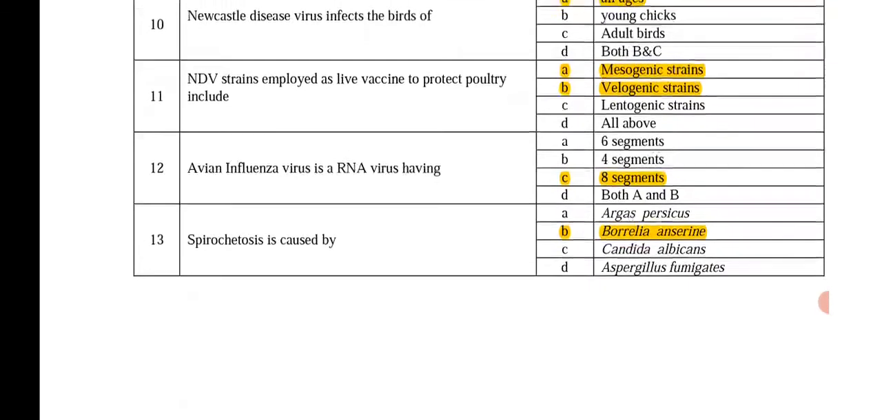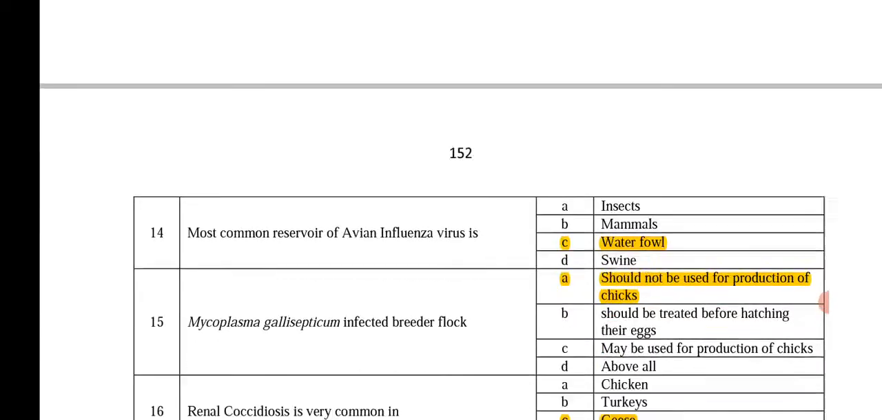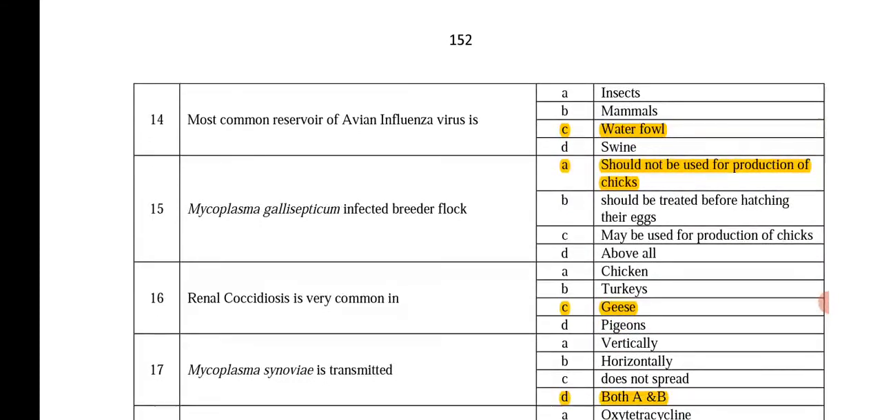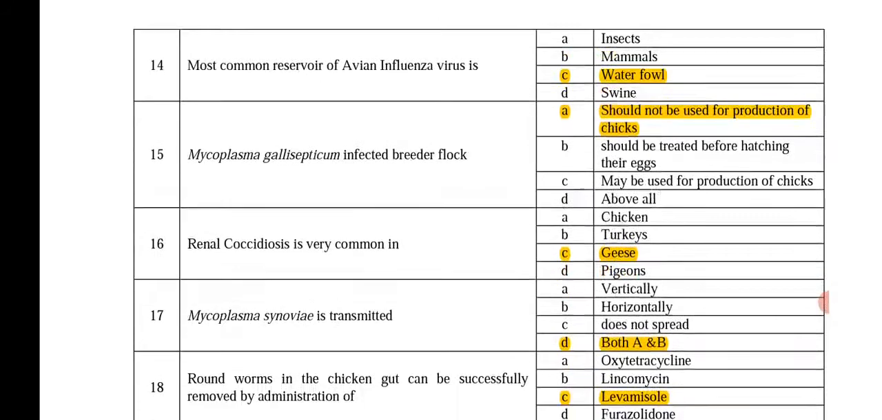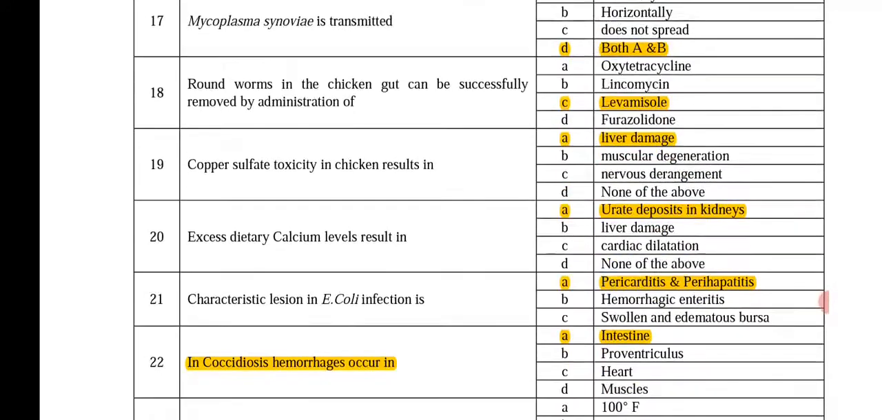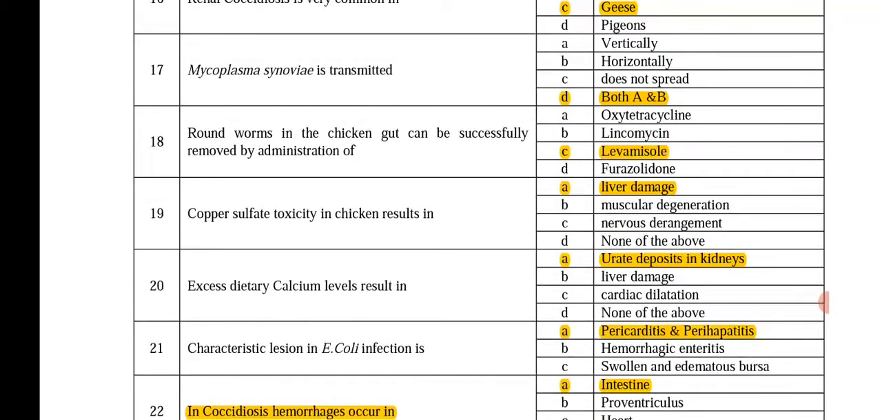Spirochetosis is caused by Borrelia and Serpulina. Most common reservoir of avian influenza virus is waterfowl. Mycoplasma gallisepticum infected breeder flocks should not be used for production of chicks. Renal coccidiosis is very common in geese. Mycoplasma synoviae is transmitted by both A and B: horizontally and vertically.